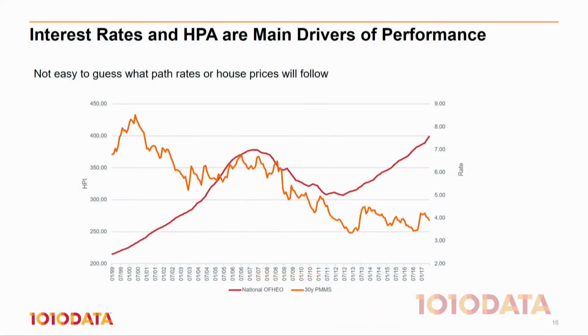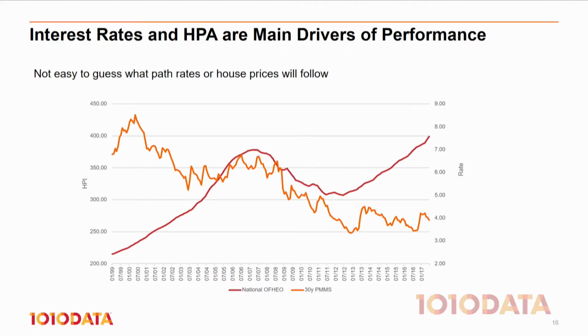And here is basically what I'm describing, right? So here I'm showing the interest rates and the house prices. House prices are measured by the national FHFA index on the left-hand side. Interest rates are on the right-hand side, and they are measured by the 30-year PMMS. And this is basically for all the period in which you have information in the single family, right?